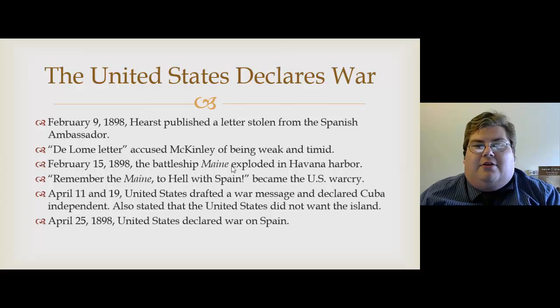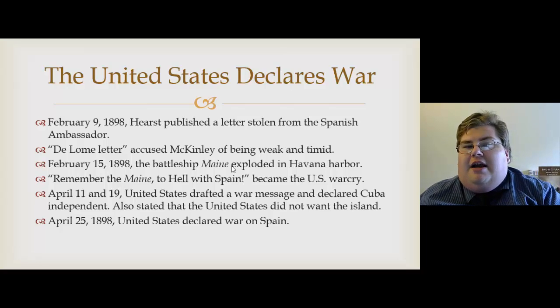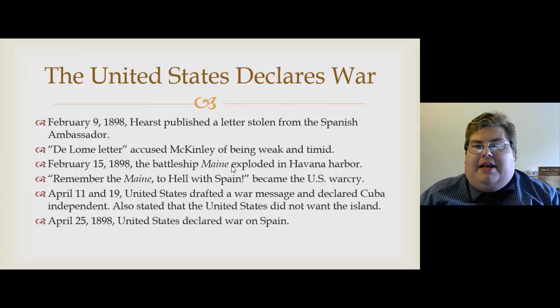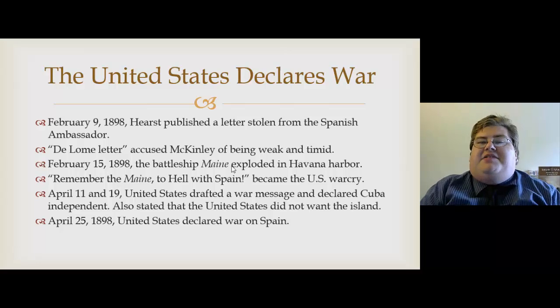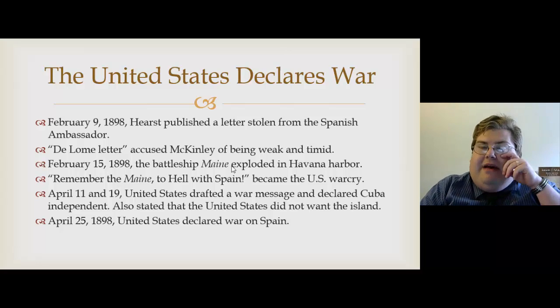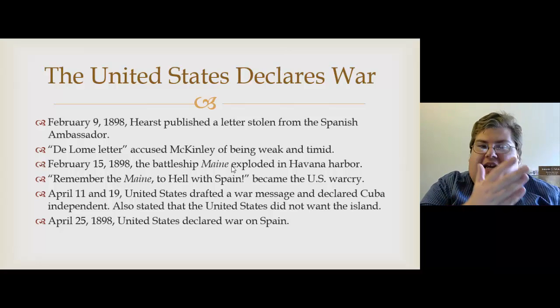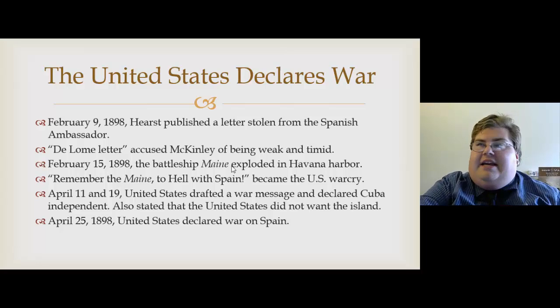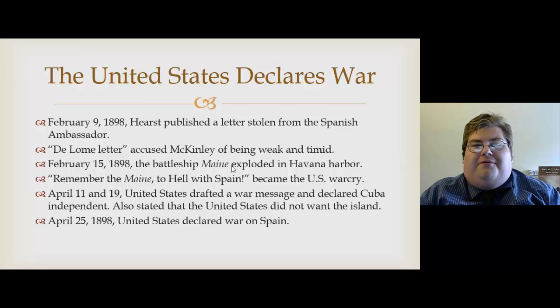February 9, 1898, Hearst in the New York Herald publishes a letter stolen from the Spanish ambassador Dupuy de Lome. And in this de Lome letter, the Spanish ambassador says, look, McKinley is timid, he's weak, he's ineffective, we don't have to worry about him. Now, the letter was stolen by somebody that Hearst paid.